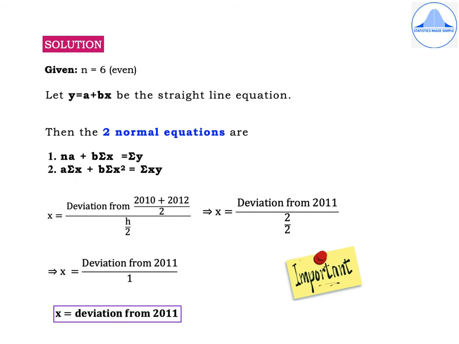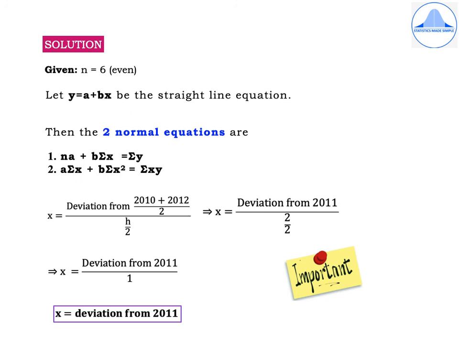Now since n is even, the formula for x is deviation from the arithmetic mean of the two middle years divided by h by 2. So it is 2010 plus 2012 divided by 2 whole divided by h by 2. So which implies x is equal to deviation from 2011 divided by, in this problem, h is 2, that is the difference between the years. So it is 2 divided by 2, or x is deviation from 2011 divided by 1, which gives us x equal to deviation from 2011.